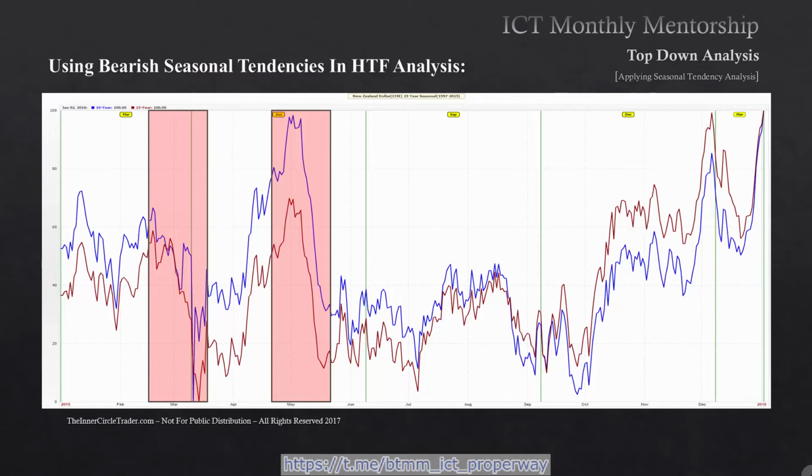What I want you to focus on is that if this seasonal tendency is in fact true, and I believe it shows validity here, the idea is: is there something technically in price that would support that seasonal tendency? Are we in a bearish market? Did we rally up into a bearish order block? Did we run an old high? Did we see a market structure break?